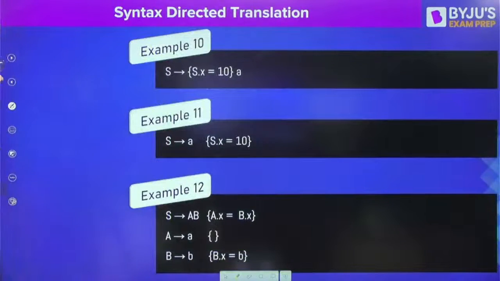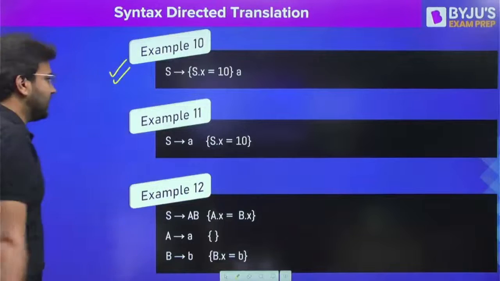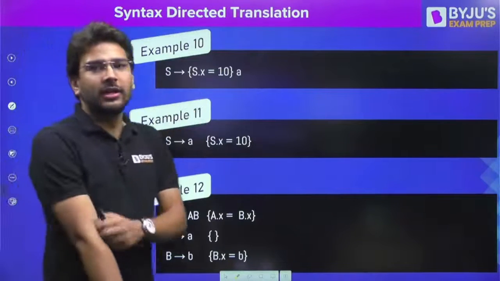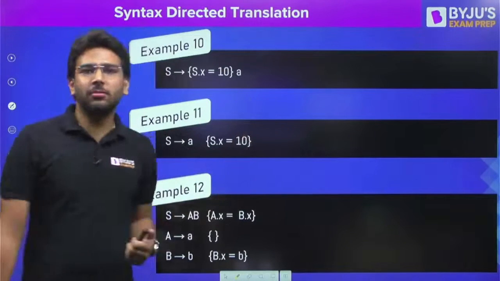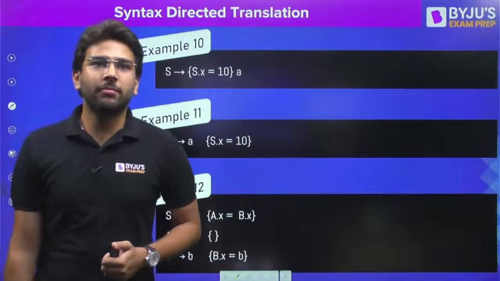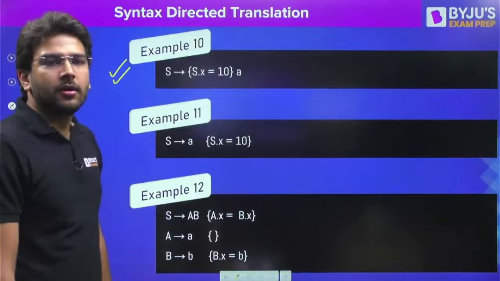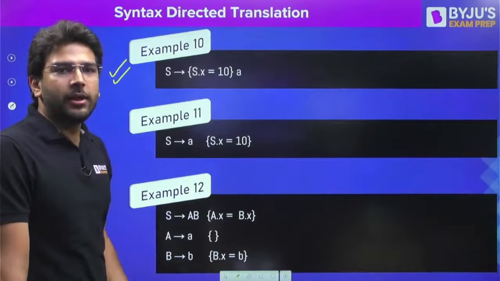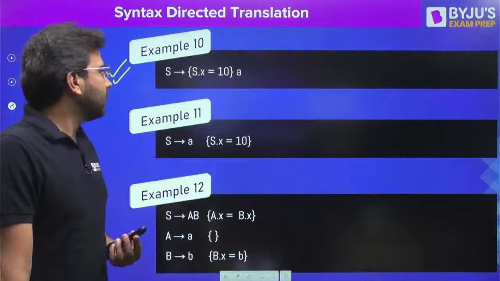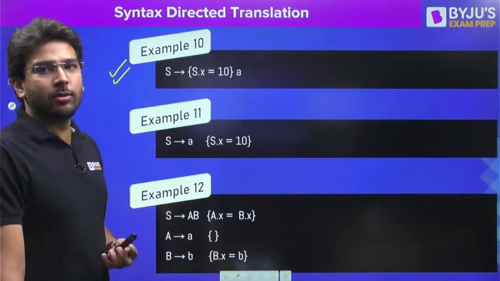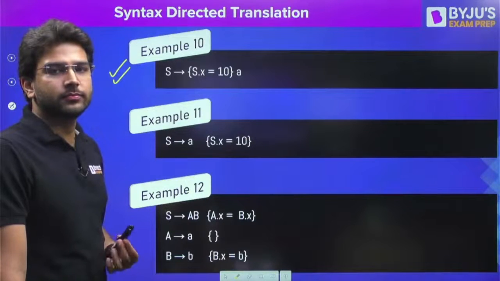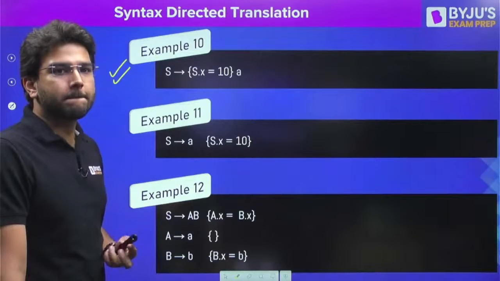Now this is the first example. What do you say? Is it L attributed or S attributed? First example, example 10 you can say, here numbering is like that. Okay, tell me. Example 10. Is it S attributed or L attributed? Everyone.